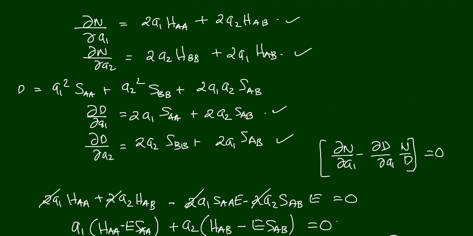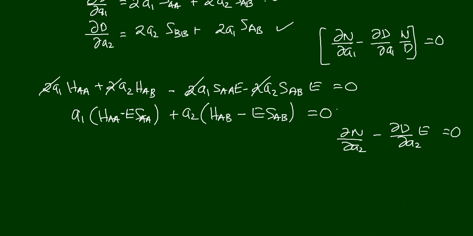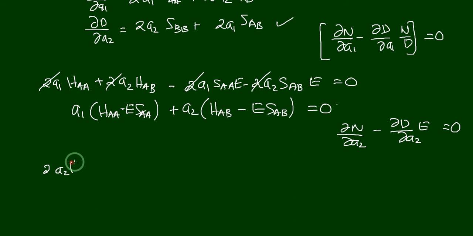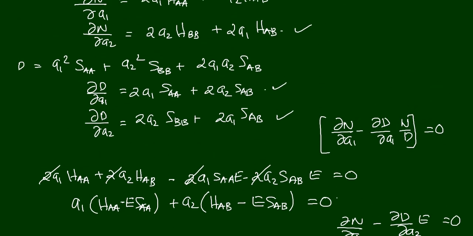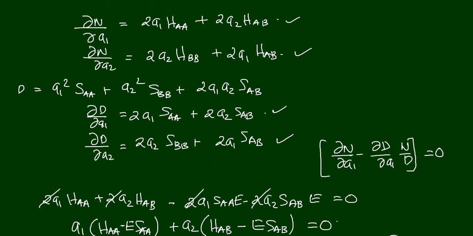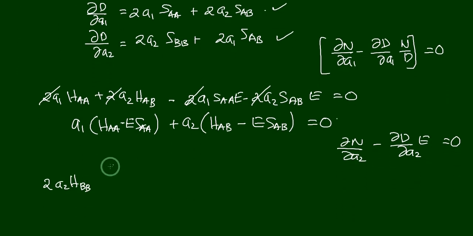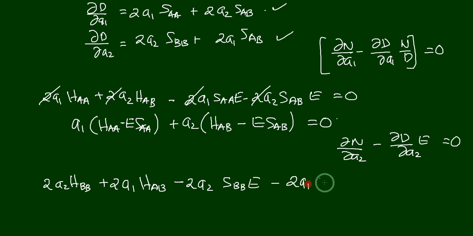First one, dou n by dou a2 is equal to 2a2 HBB plus 2a1 HAB. Then minus dou d by dou a2 into E. So dou d by dou a2 is this one, that is 2a2 SBB plus 2a1 SAB, into E, and that is equal to 0.